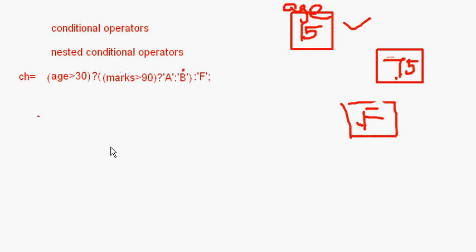And one more thing here, the conditional operator has a lower precedence as compared to all the operators. Arithmetic, relational, logical, whatever we have seen, the conditional operator has got the lowest precedence among all the operators. Fine. So these are the things that I wanted to discuss today for the precedence of operators.